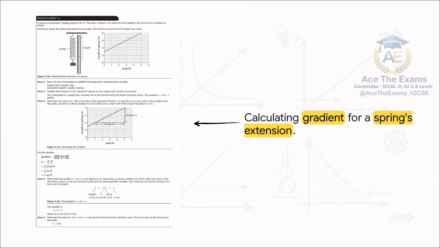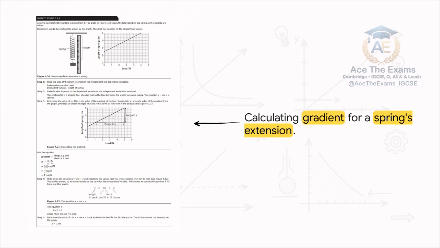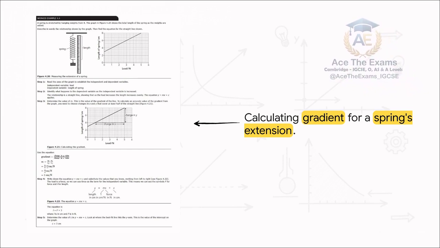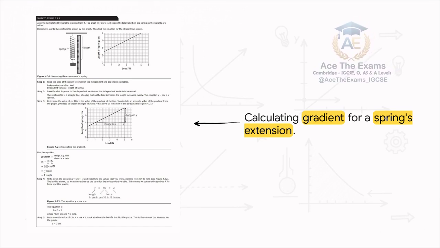Here we see this concept beautifully in action. We are measuring the extension of a spring as various weights are added. We take the change in length and divide it by the change in load to find a gradient of 1 centimeter per newton. Since load is essentially a force, we use F as our independent variable on the x-axis.